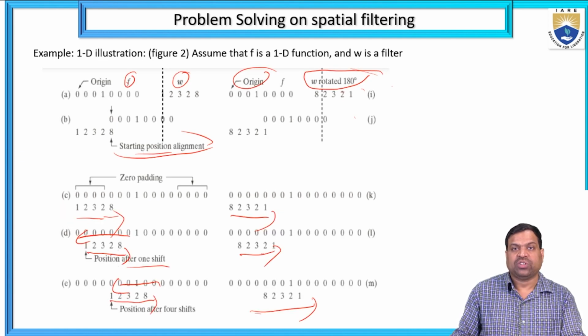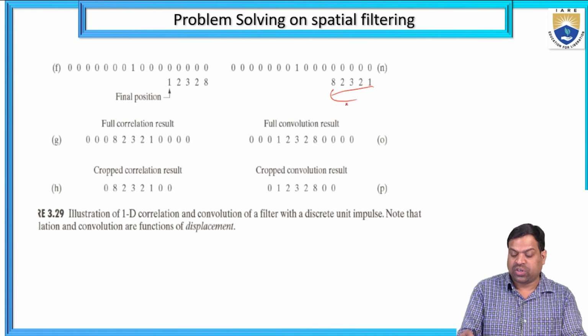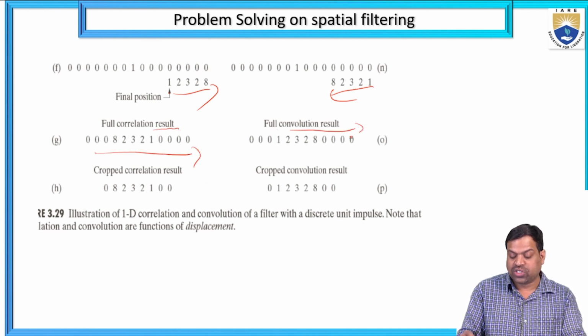What inputs can we observe? 0 0 0 1, with zeros around it. Here the number of zeros is increased, because the positions are changed and the filter is rotated by 180 degrees. So we have 8 2 3 2 1 and 1 2 3 2 8. The full correlation result is like this, and the full convolution result is like this.